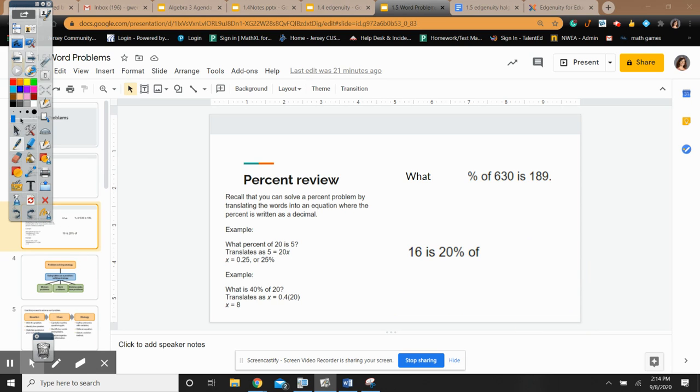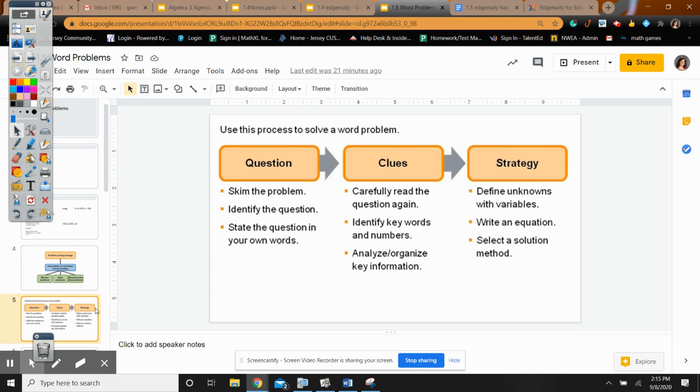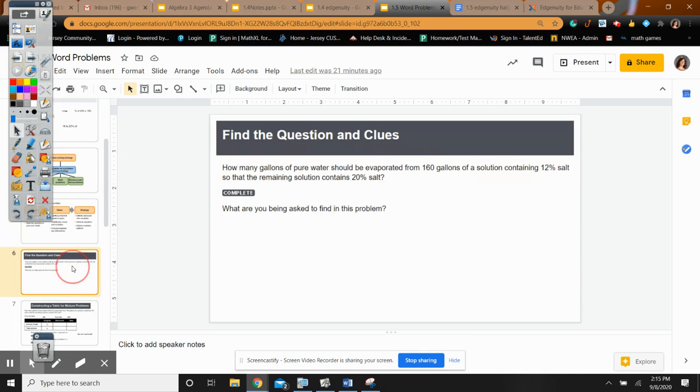Okay, so we're going to talk about these word problems today. And we'll use our same problem solving strategy, look for that question, figure out what they're asking. And today we're going to be using tables. So the problem solving process that we talked about, quick skim, find the question, state it in your own words, look for those clues, and our strategy today will be tables. So we're going to fill out the table as best as we can, and you will get better as you move along with these.